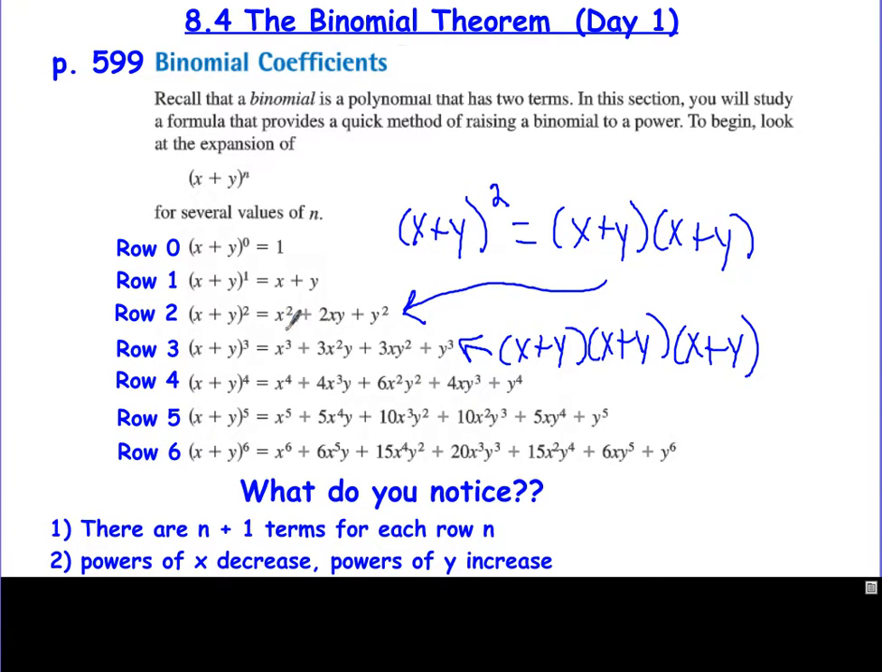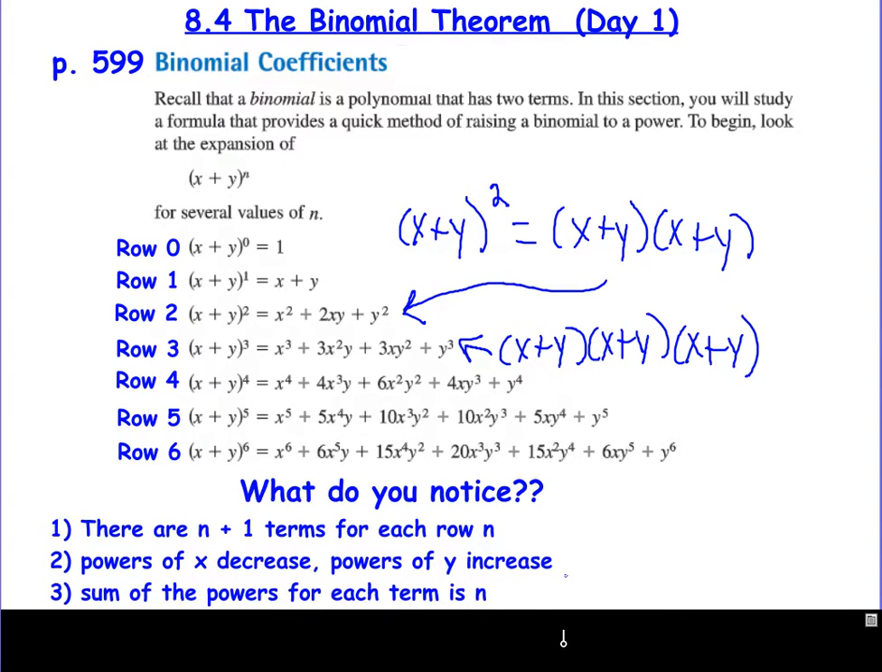When I say the powers of x decrease, what I mean is we have x cubed, x to the second, x to the first, x to the 0. Then we have powers of y increasing as you go to the right. So in other words, this is y to the 0, y to the first, y to the second, y to the third. Let's take a look at this row and look at x and y. You have x to the fifth, x to the fourth, x to the third, x to the second, x to the first, x to the 0. Here you have y to the 0, y to the first, y to the second, y to the third, y to the fourth, y to the fifth.